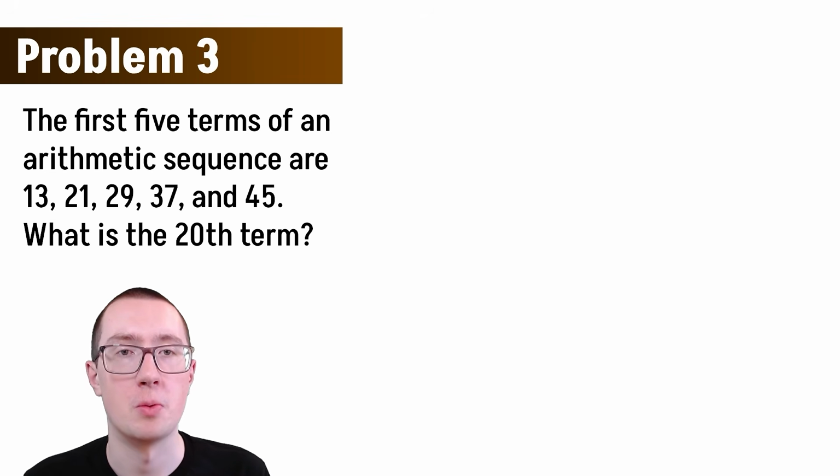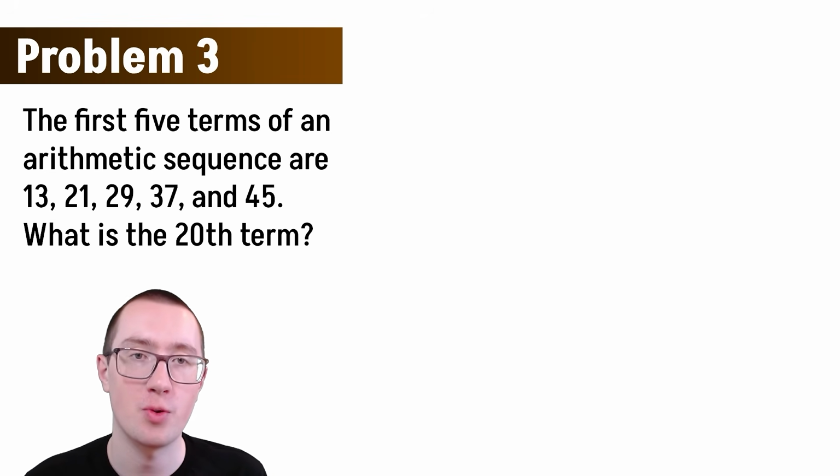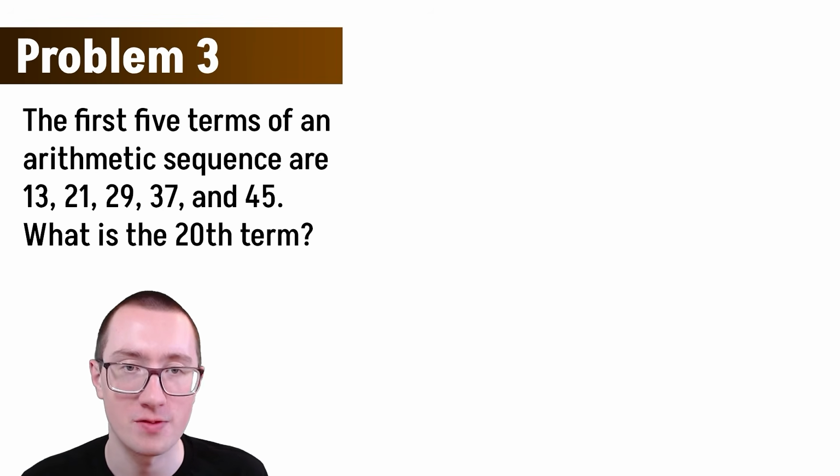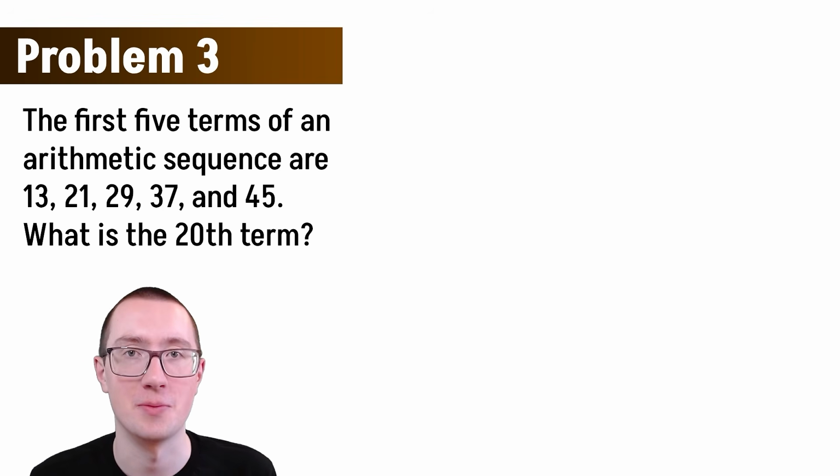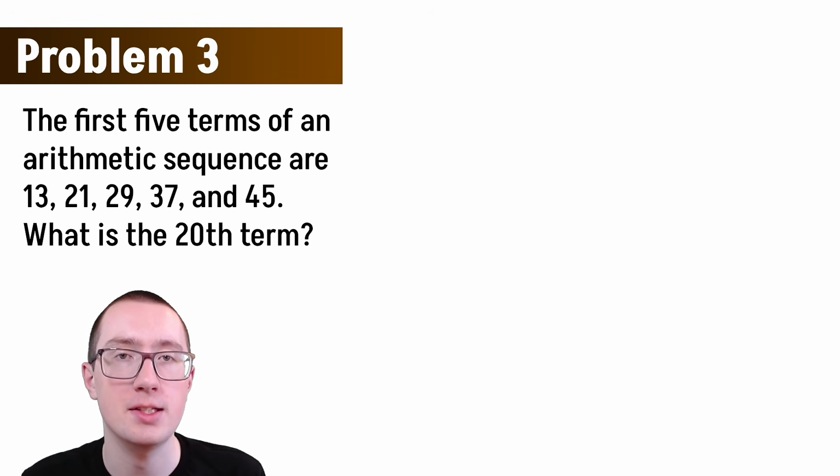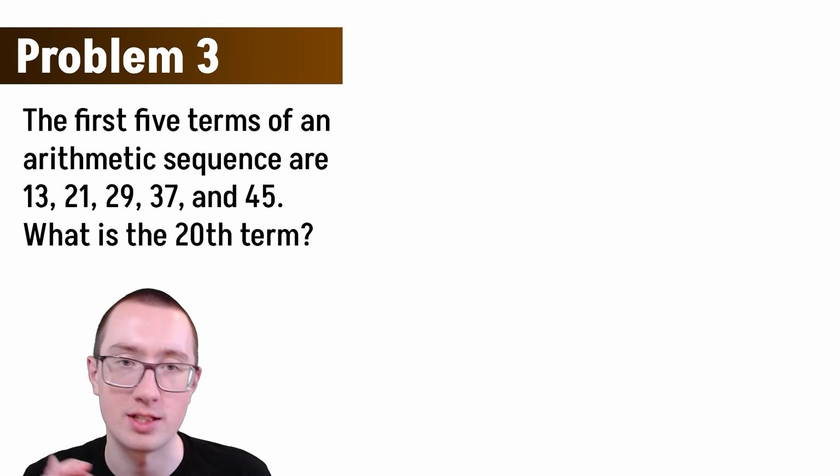Okay, here's the third problem. It says that the first 5 terms of an arithmetic sequence are 13, 21, 29, 37, and 45. What is the 20th term? Now, whenever I see a sequence of numbers like this, the first thing I do is try to find the pattern. What is it about these numbers that makes them a sequence?